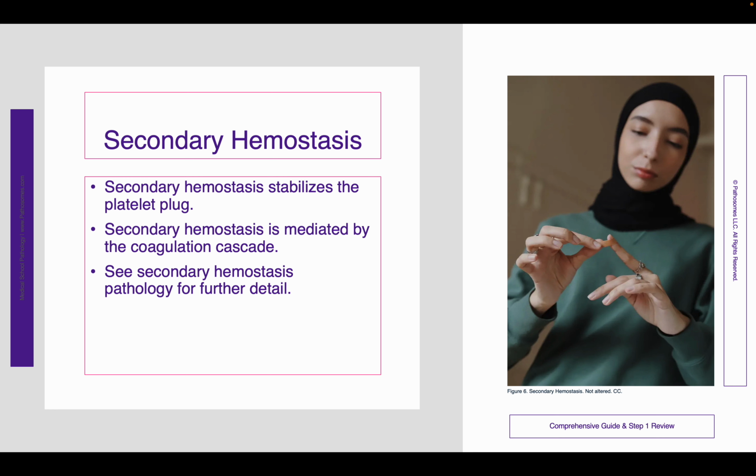Okay, moving on to secondary hemostasis. Secondary hemostasis stabilizes the platelet plug. Secondary hemostasis stabilizes. That's another thing that you will be asked. Secondary hemostasis is mediated by the coagulation cascade. And there's another lecture that goes into this in detail. Again, I will link that, make it easy for you to navigate to. We'll find it, we'll do it together.